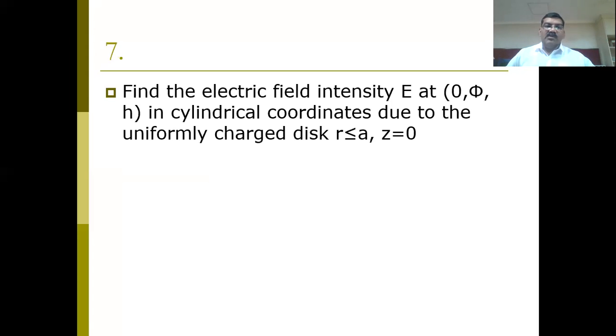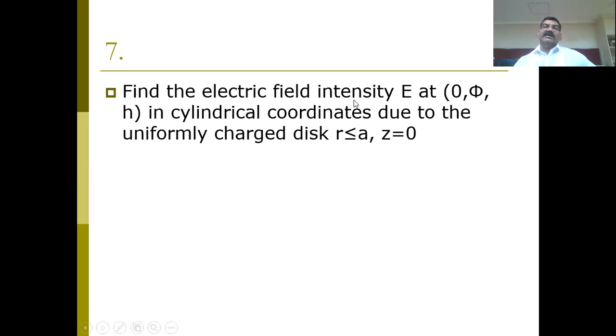Find the electric field intensity E at (0, phi, h). Again, which coordinate system is there? 0, phi, h. Cartesian, cylindrical, spherical? It is mentioned that in the cylindrical coordinate system, due to a uniformly charged disk at r less than a and z equals 0.